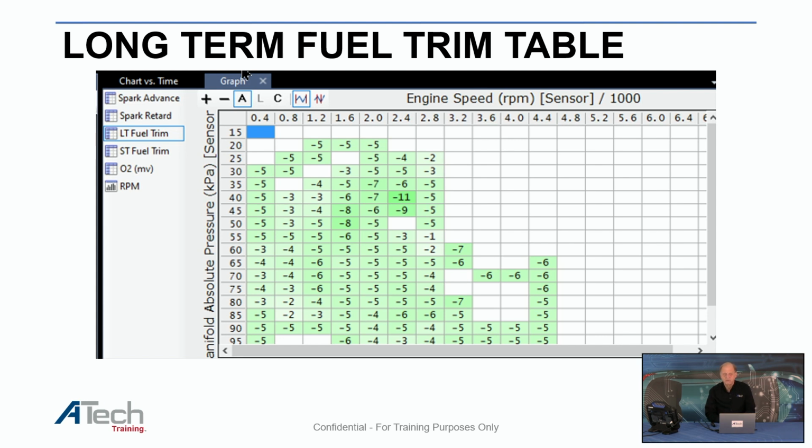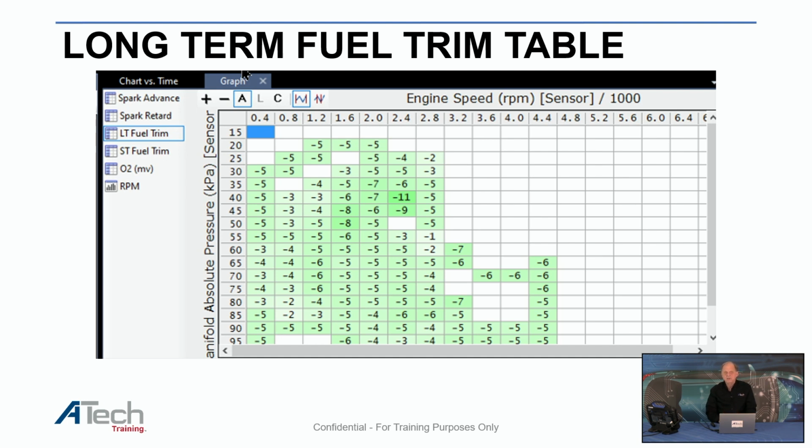I went and did a road test on a particular vehicle and brought it back. So somewhere about 2,400 RPM and a different MAP sensor at 40 kilopascals absolute, I was at minus 11. So this vehicle was pulling fuel away all during the line. So the car is running slightly rich. Nothing that caused me any problems, but it's there.